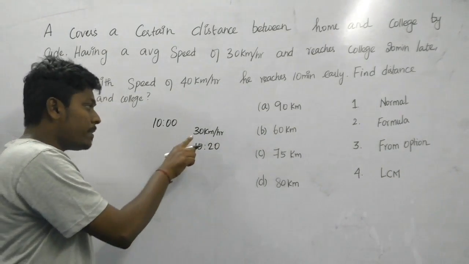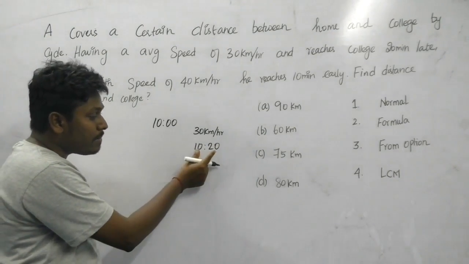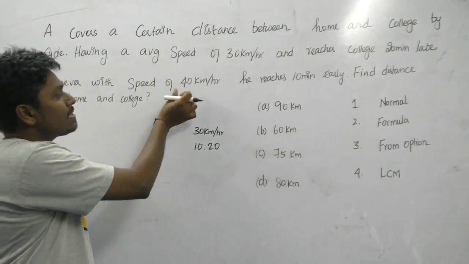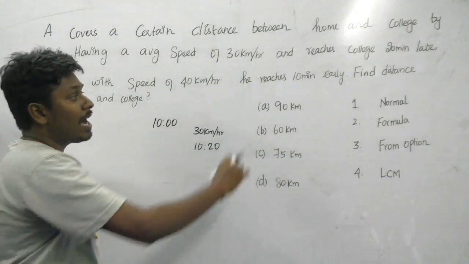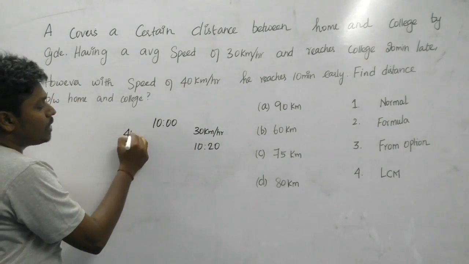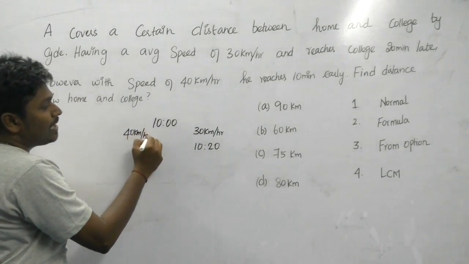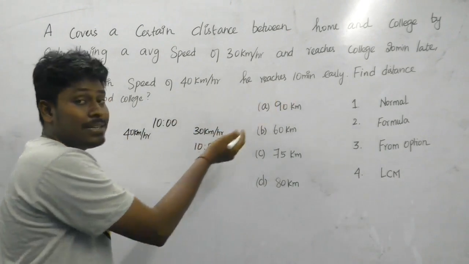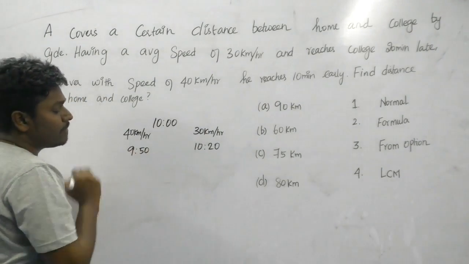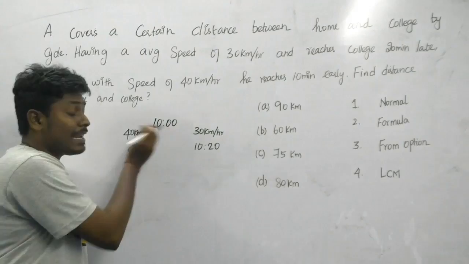Understood, friends? Why? Because at 30 kilometers per hour he reaches 20 minutes late, but the perfect time will be 10. Okay, in the next case, the speed is 40 kilometers per hour and he reaches 10 minutes early, right? So if he reaches 10 minutes early, the time will be 9:50. Understood, friends? This is the correct time.